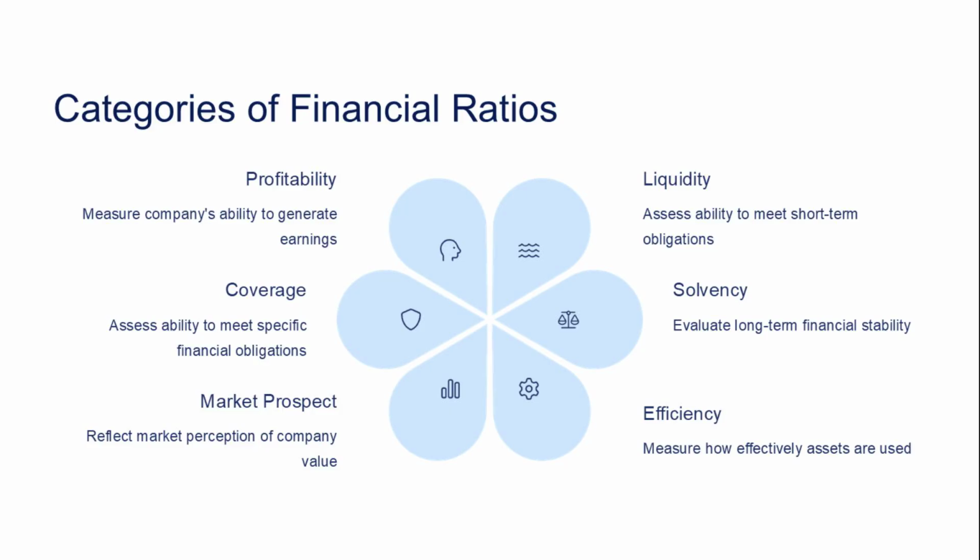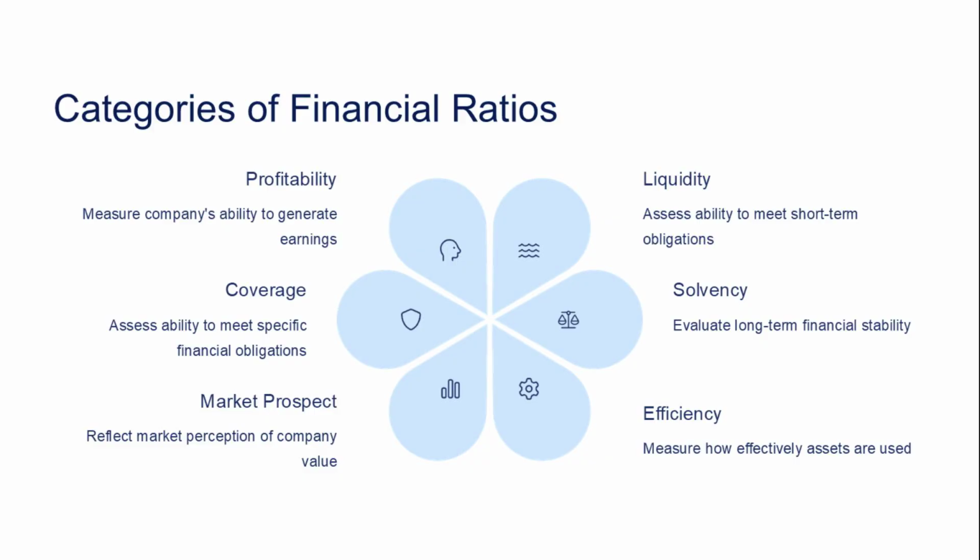Financial ratios can be categorized into different types, each providing insights into a specific aspect of a company's financial health. Profitability ratios measure a company's ability to generate earnings and profits, such as profit margins and return on assets. Liquidity ratios assess a company's ability to meet its short-term obligations, like the current ratio and quick ratio.